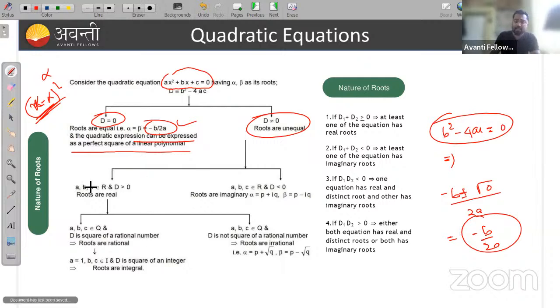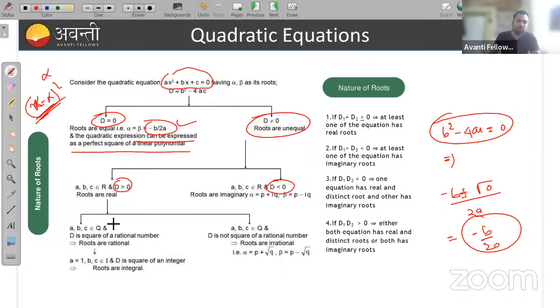Similarly, when the discriminant is not equal to 0, there are two cases arising. Either the discriminant is greater than 0 or the discriminant is less than 0. When the discriminant is greater than 0, there are also two cases arising. Suppose the discriminant is a square of a rational number, then the roots are rational.